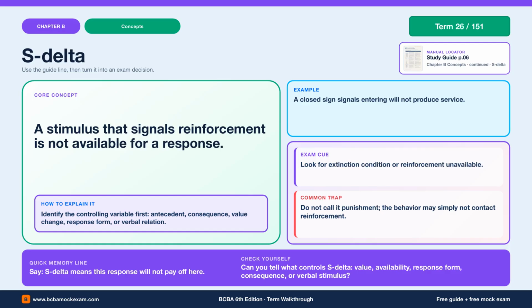S delta. An S delta signals that reinforcement is not available for a response. For example, a closed sign signals that entering the store will not produce service. The exam cue is extinction condition or reinforcement unavailable. The trap is calling it punishment. S delta does not necessarily decrease behavior by adding or removing a consequence. It signals that the response will not contact reinforcement in that context. Memory line: this response will not pay off here.